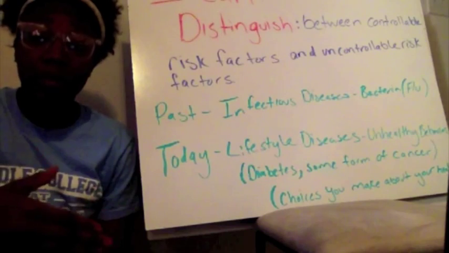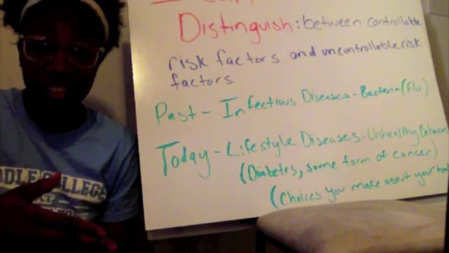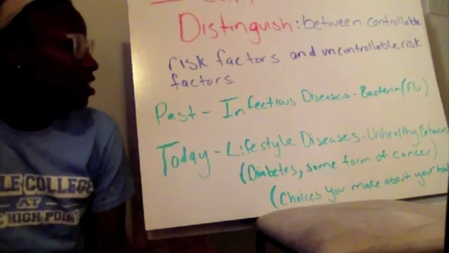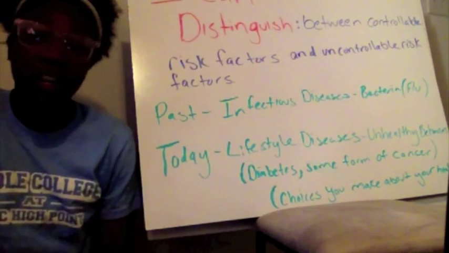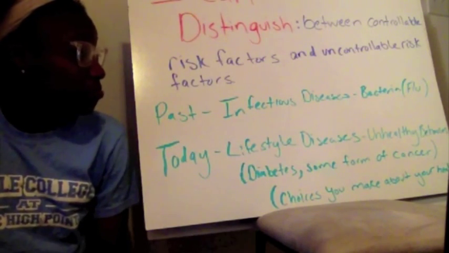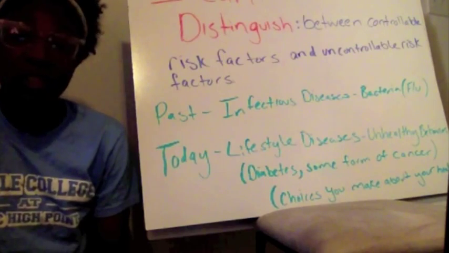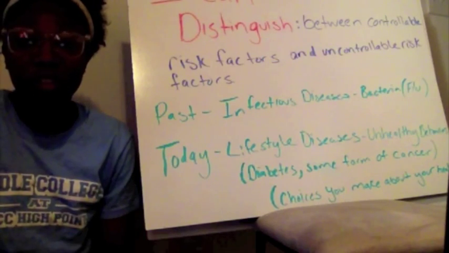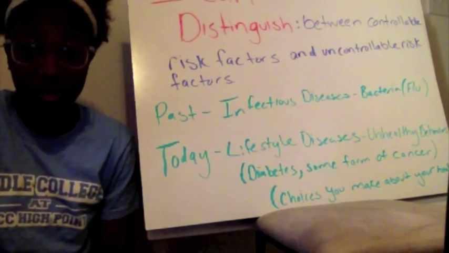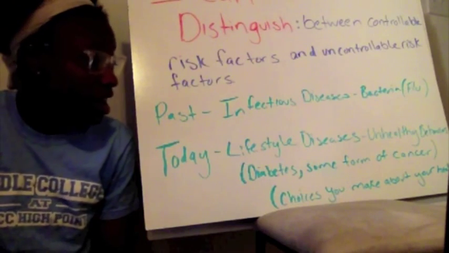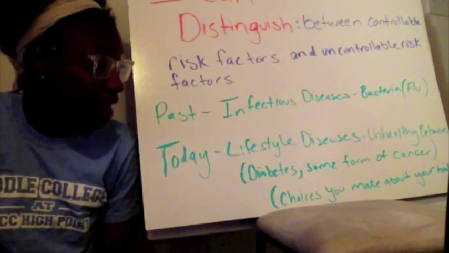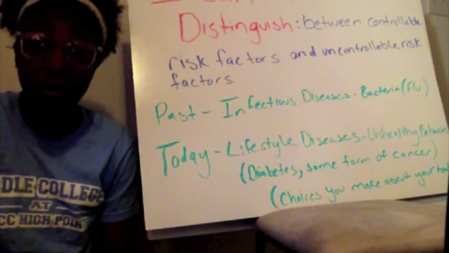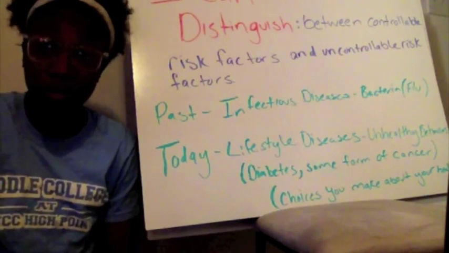Today, through a lot of research, lifestyle diseases contribute to a lot of health problems. Lifestyle diseases are more so of unhealthy behaviors. Some forms of that are diabetes and cancer. Not all cancers are uncontrollable, but some are, so that's why it says some forms of cancer. It's mainly made off the choices you make about your health. So we're going to distinguish between the two: uncontrollable and controllable risk factors.